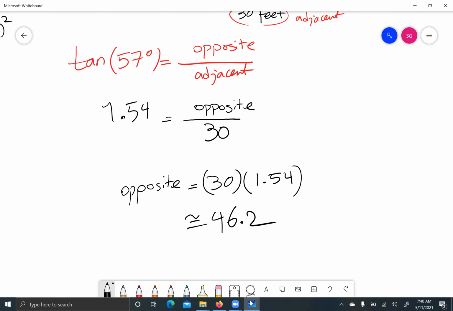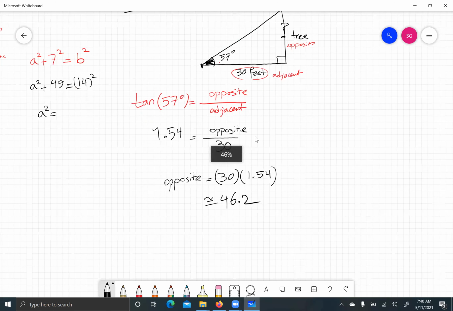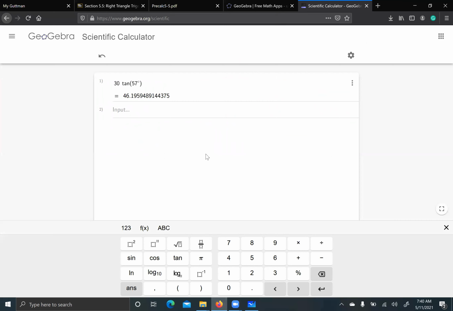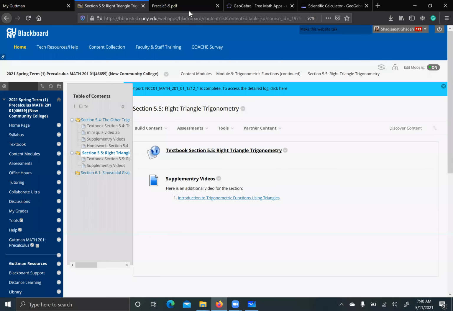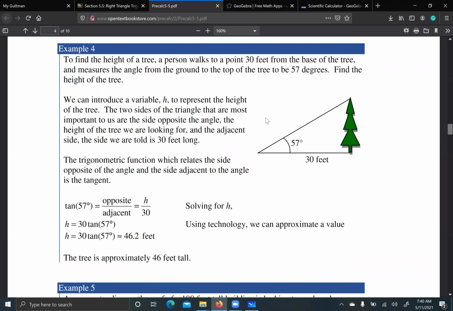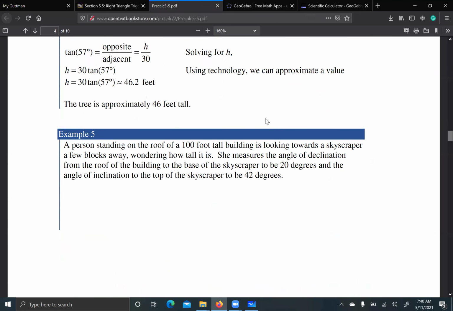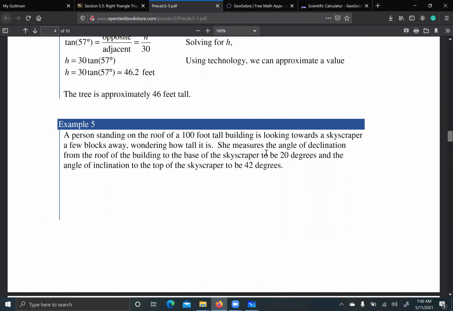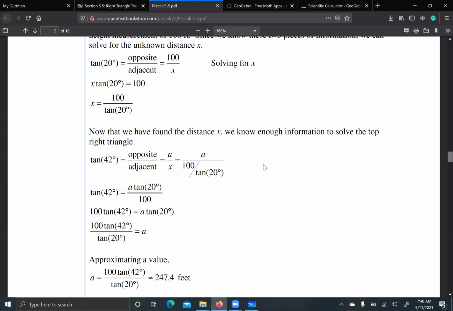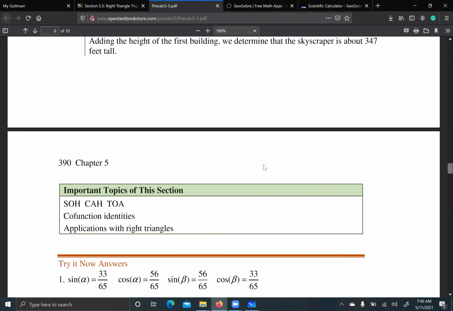So you see, here we use tangent in order to solve this problem. Basically, if you learned about trig functions, this should be very easy for you, because it's the same thing, but instead of a circle, you just have a right triangle.